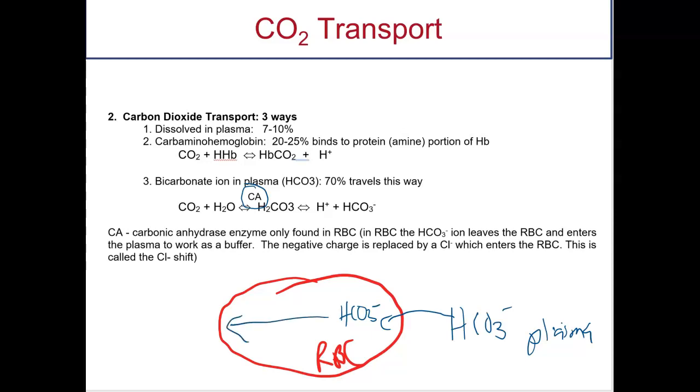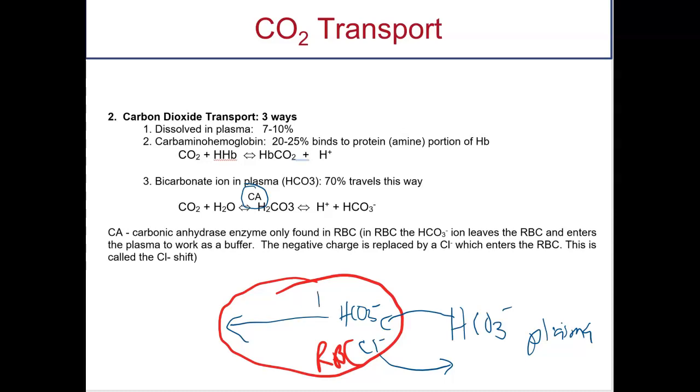But you can't just throw negative charges inside a cell. You have to replace them. So inside the cell, there's a lot of chloride. They each are -1. So the chloride has to leave. It's called a chloride shift. Bicarb comes in, chloride comes out just to keep the charge the same.